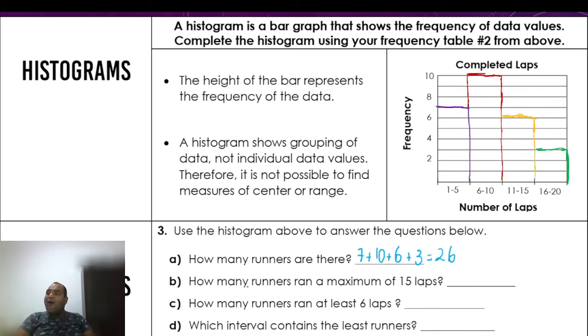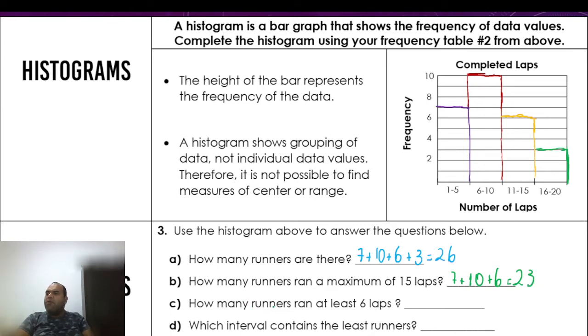Great. How many runners run a maximum of 15 laps? Okay. I'm looking for runners who run a maximum. The top number is 15. Can I run more? 16? No. 17? No. The top is 15. Then it is this group over here, these three groups. It is 7 plus 10 plus 6, which is 23.